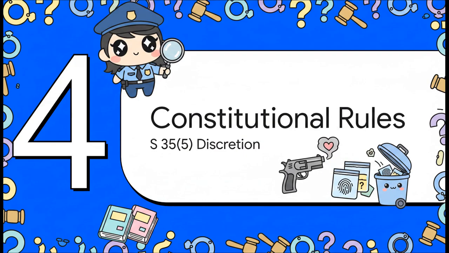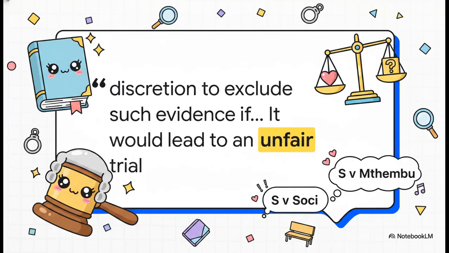Moving on to Section 4, Unconstitutional Evidence Rules, and specifically the Section 35(5) discretion. So, what if the police literally violate someone's constitutional rights to find the smoking gun? Is that evidence automatically thrown out? Actually, no. Section 35(5) of the Constitution is a massive exam focus. It gives the judge the discretion to exclude that evidence based on a strict 2-part test. They can throw it out if, 1, it would lead to an unfair trial, or 2, it would otherwise be detrimental to the administration of justice.